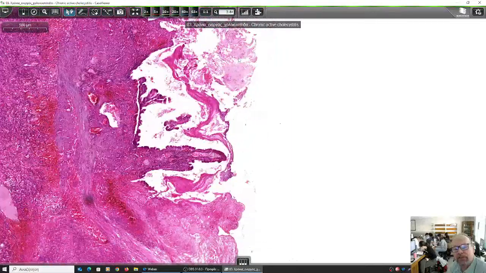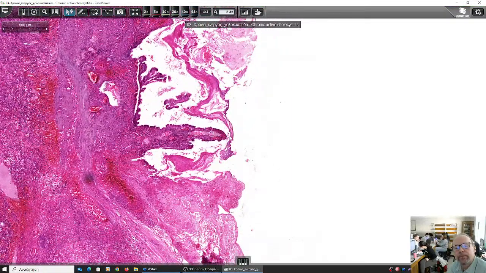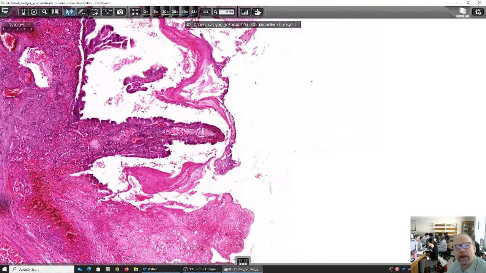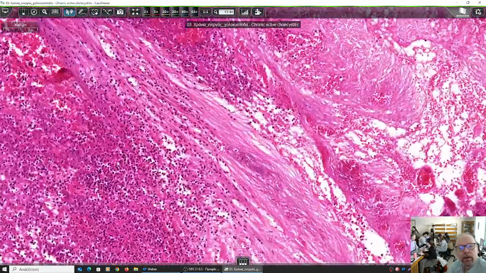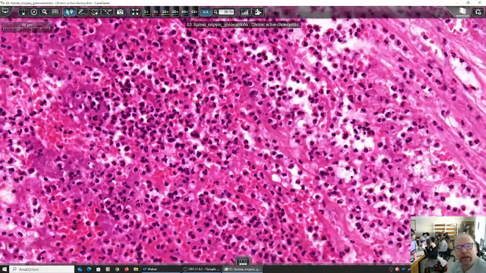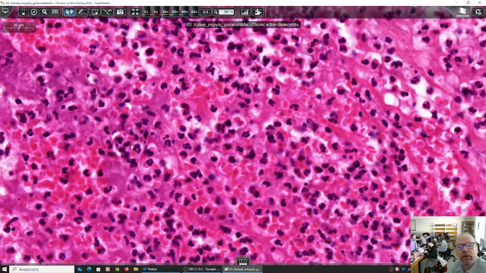Again, we have an ulcer in the mucosa. This is the only area where epithelium is evident. What cells are predominant here? Can you identify these cells?